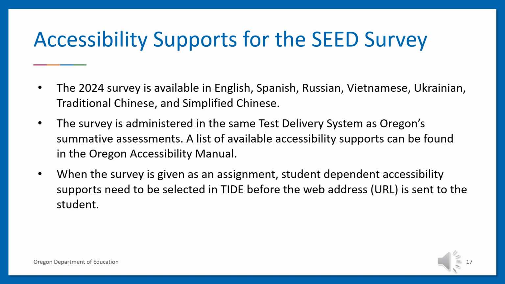As stated previously, the SEED survey may be provided to students in person using the secure browser, within a proctored remote administration using either the secure browser or a web browser, or as an assignment. Please note that when a survey is given as an assignment, student accessibility supports need to be selected in TIDE before the web address is sent to the student.